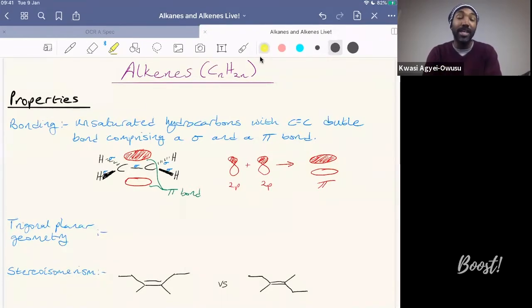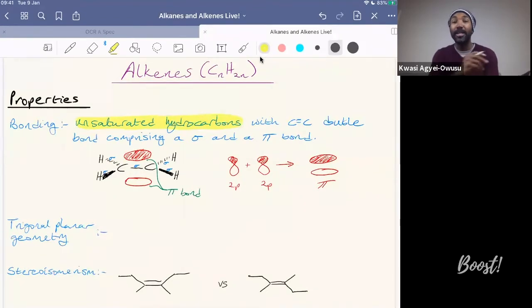And that means that the alkenes are unsaturated. You don't have as many hydrogen atoms as could bond to the carbon atoms that you've got. In simpler terms, you have a double bond. So we've got a carbon-carbon double bond present in our alkene. So they are unsaturated hydrocarbons, and they have a double bond.